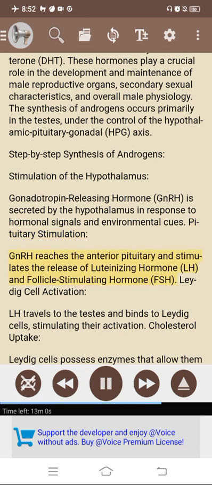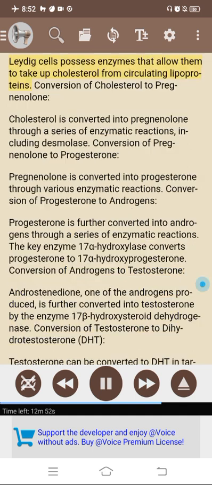Pituitary stimulation. GnRH reaches the anterior pituitary and stimulates the release of luteinizing hormone (LH) and follicle-stimulating hormone (FSH). Leydig cell activation. LH travels to the testes and binds to Leydig cells, stimulating their activation. Cholesterol uptake. Leydig cells possess enzymes that allow them to take up cholesterol from circulating lipoproteins.